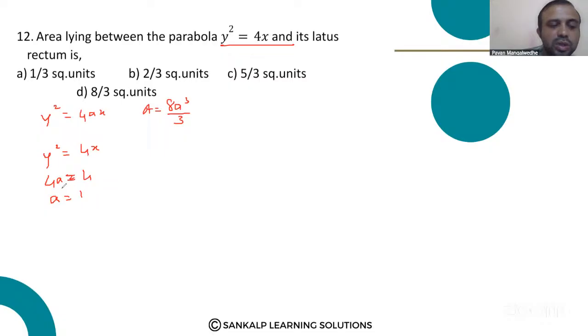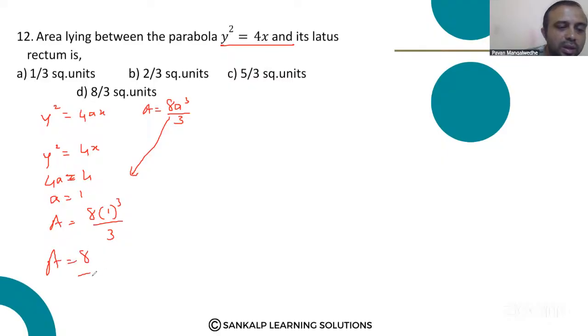So substitute the a value in the given formula. A is equal to 8 into 1 cube by 3. So the standard answer is 8 by 3. Okay. 8 by 3. Option D is the correct answer.